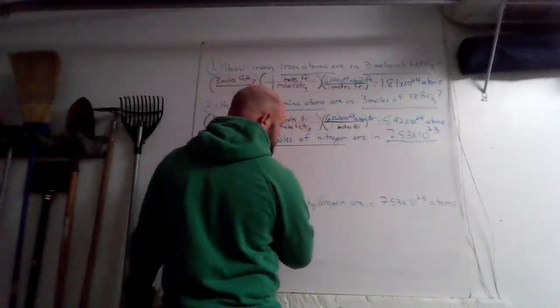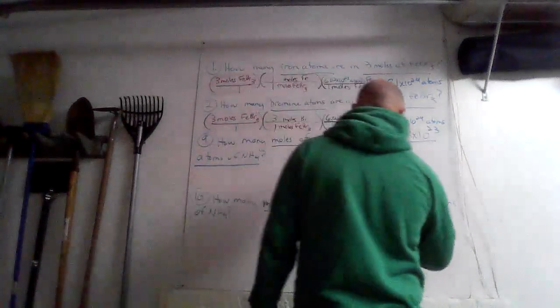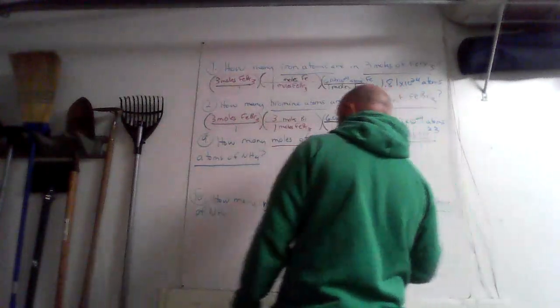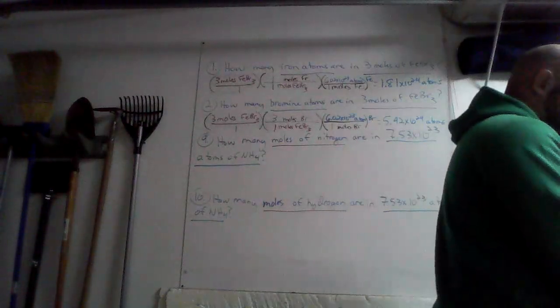How many moles of hydrogen are in 7.53 times 10 to the 23rd atoms of NH4? I think there's a little bit of a glare there. Give me 1 second to turn off the extra light I have. See if that's a little bit better.